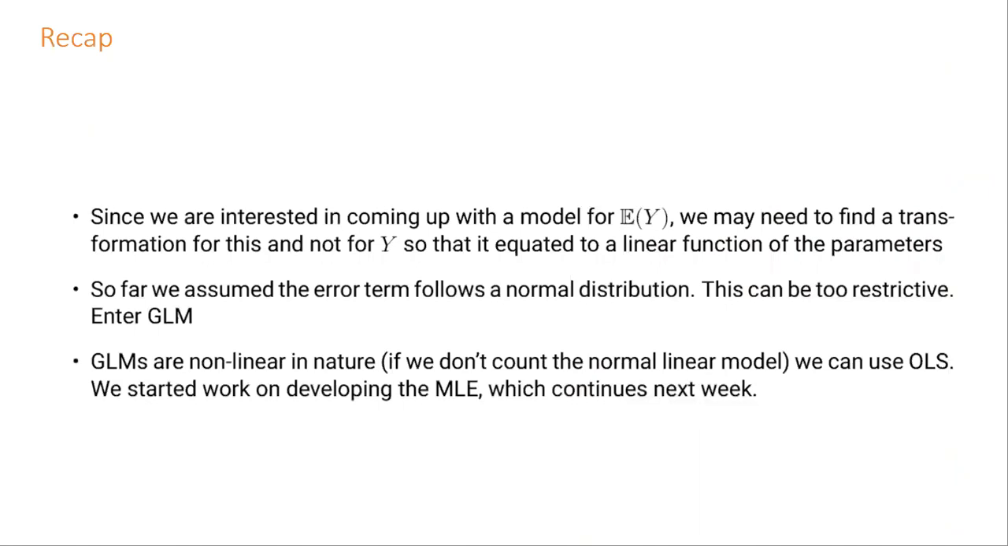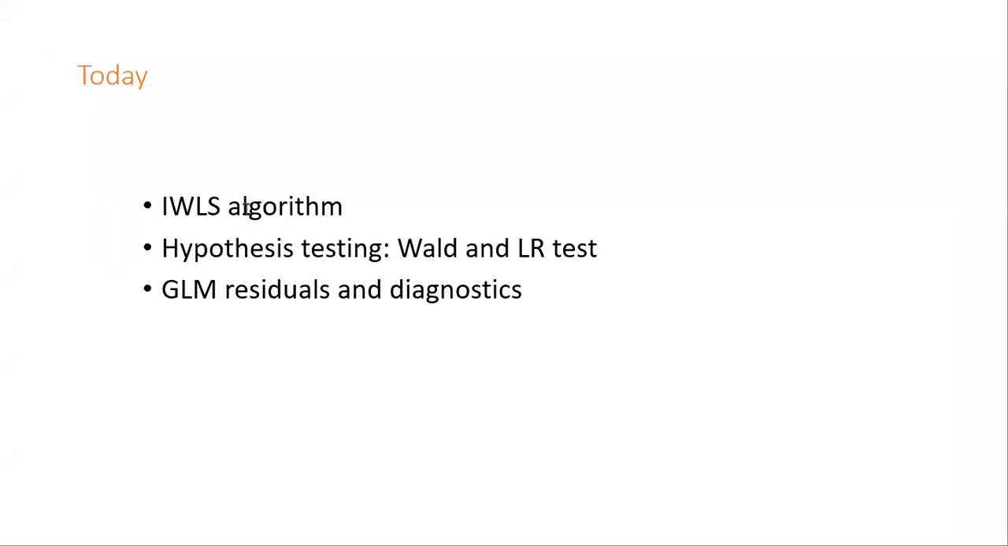Recap. So what did we do last week? We presented the GLM model and we started to look at parameter estimation. As a recap, remember, we can't use OLS because the GLM models are nonlinear in the parameters. And instead, we started to look at the MLE, and we derived the Newton-Raphson and the Fisher scoring. And then we left off by saying that Fisher scoring can be implemented as a weighted least squares. And that's what we're going to do first of all today.